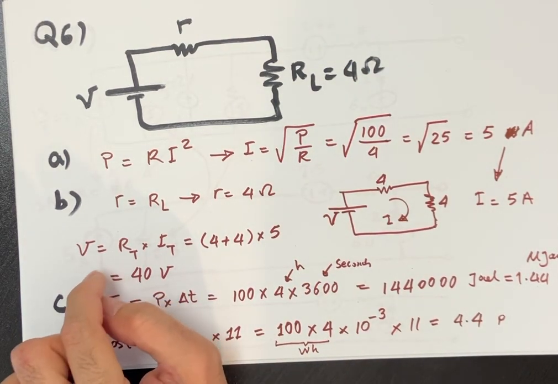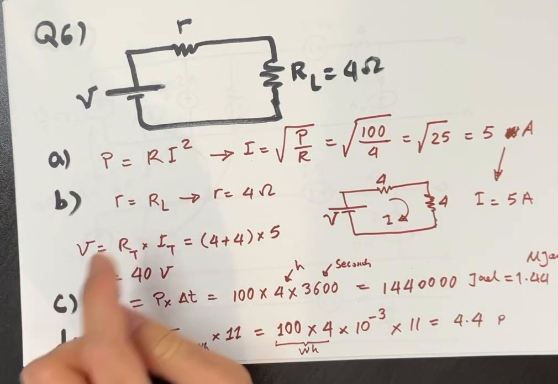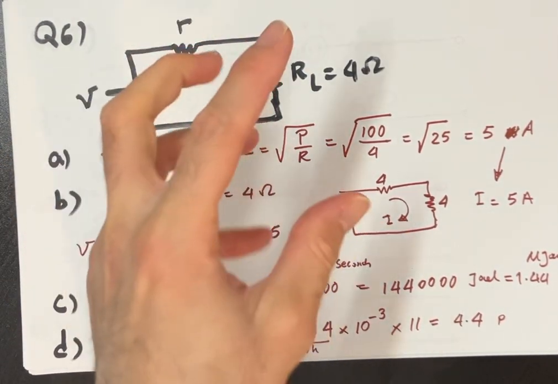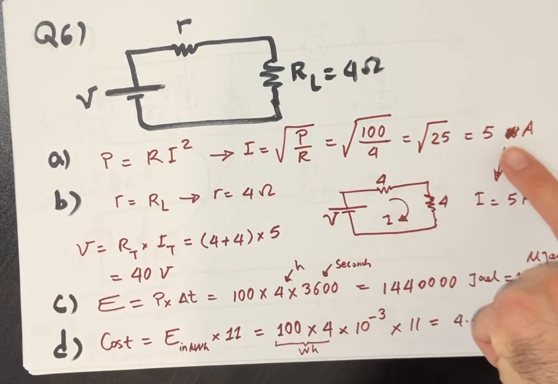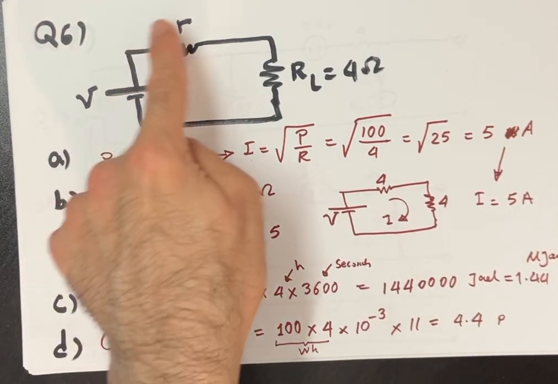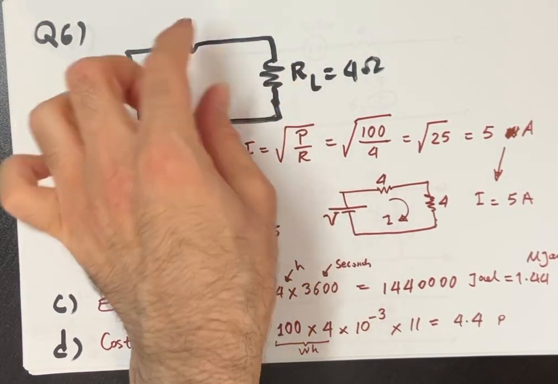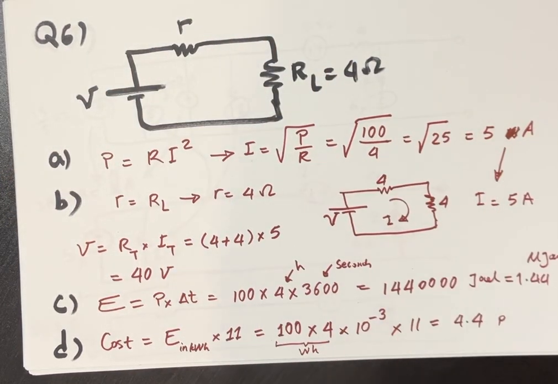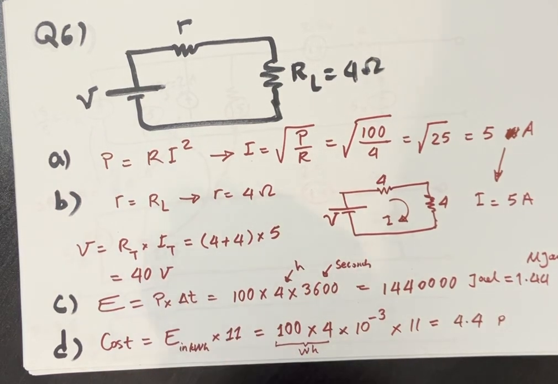Then the question is also, what is the voltage of the source? So voltage of the source, in general, equals total resistance multiplied by total current. We do have the total current from section A, which is 5 amp. And now we also have the total resistance, which is 4 plus 4. Okay, so it's like 8 ohm in total multiplied by 5. 8 times 5, which is 40 volt. This is the total voltage.